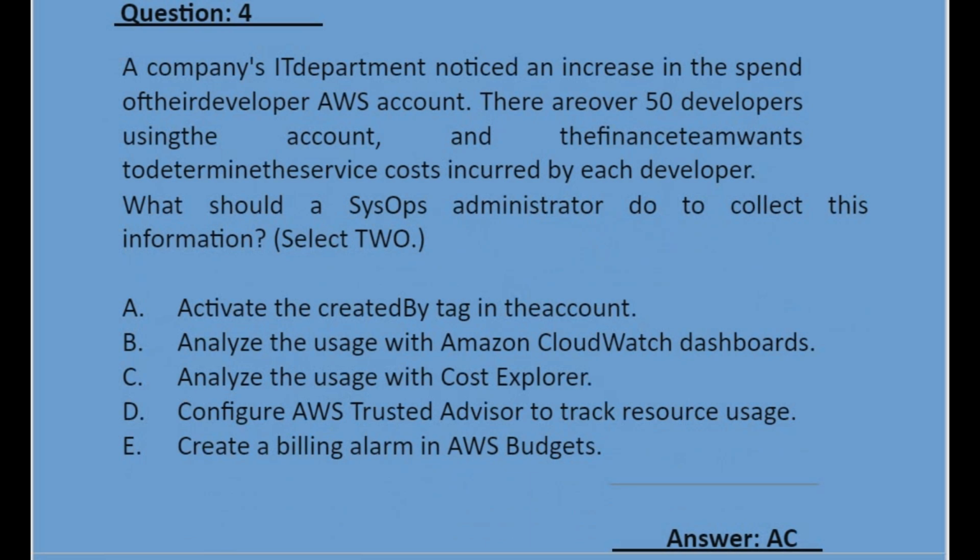Option A. Activate the created by tag in the account. Option B. Analyze the users with Amazon CloudWatch dashboards. Option C. Analyze the users with Cost Explorer. Option D. Configure AWS Trusted Advisor to track resource uses. Option E. Create a billing alarm in AWS Budgets. Correct answer is option A and option C.